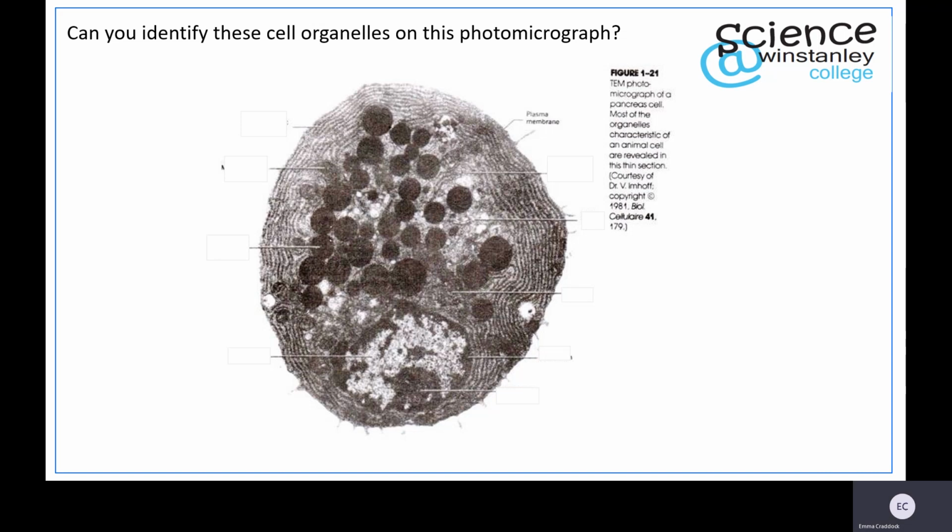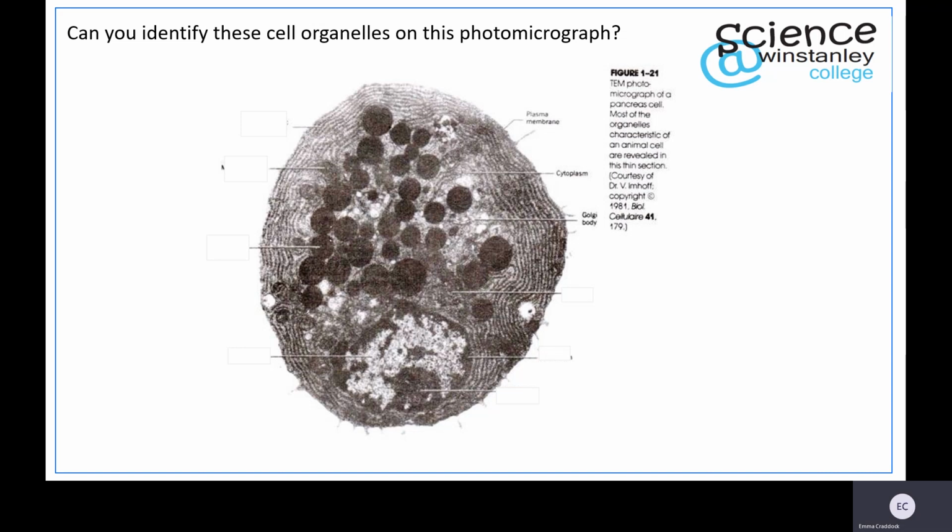Okay, the first one is the plasma membrane. It's relatively easy. It's the one that goes all the way around the edge. The next one's pointed to cytoplasm. As you can see, a cell is actually incredibly full of organelles, but here you can see some bleached areas of not very dense areas, which is where your cytoplasm is.